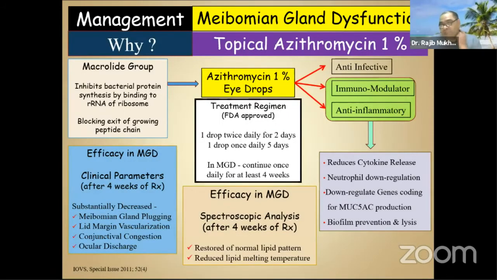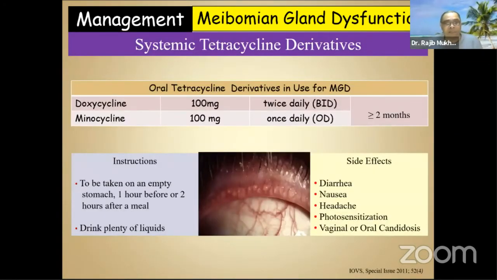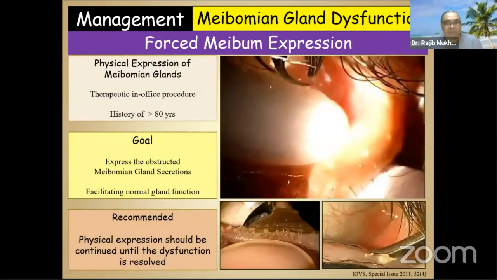Azithromycin 1% drops are used very frequently and in fact recommended in the treatment of meibomian gland dysfunction. This not only acts as an anti-infective, but most importantly, it acts as an immunomodulator and anti-inflammatory agent, important in the treatment of meibomian gland dysfunction. Oral doxycycline or minocycline, 100 milligrams twice a day in case of doxy and 100 milligrams once a day in case of minocycline, can be used for around 2 months in meibomian gland dysfunction.